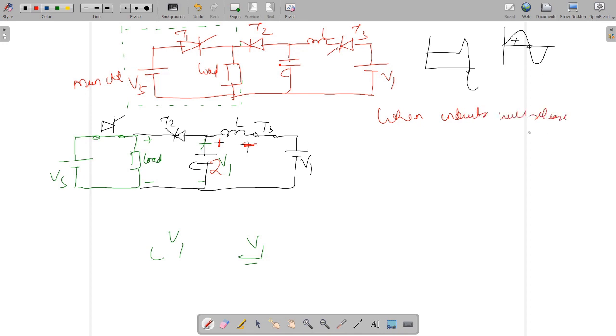Then your T3 will be off. So when your T3 is off, your T3 will act as an open circuit. So now you can see here your T3 is in the off state. Now you can see the positive is going towards the anode of T2. So now this T2 has entered the forward bias state. If you provide the gate pulse, your T2 will enter the forward conduction state. It means that your T2 will act as a short circuit.